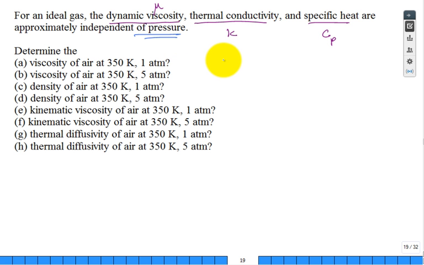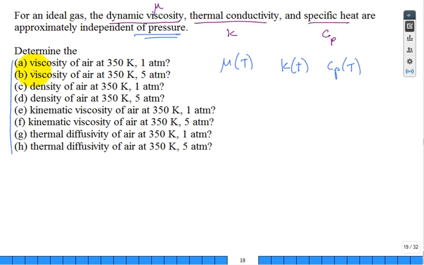So mu is a function of temperature only. You neglect the effect of pressure on an ideal gas's absolute or dynamic viscosity. Likewise, thermal conductivity is a function of temperature only. C sub P is a function of temperature only. Okay, so here's a bunch of questions. We want to explore this.